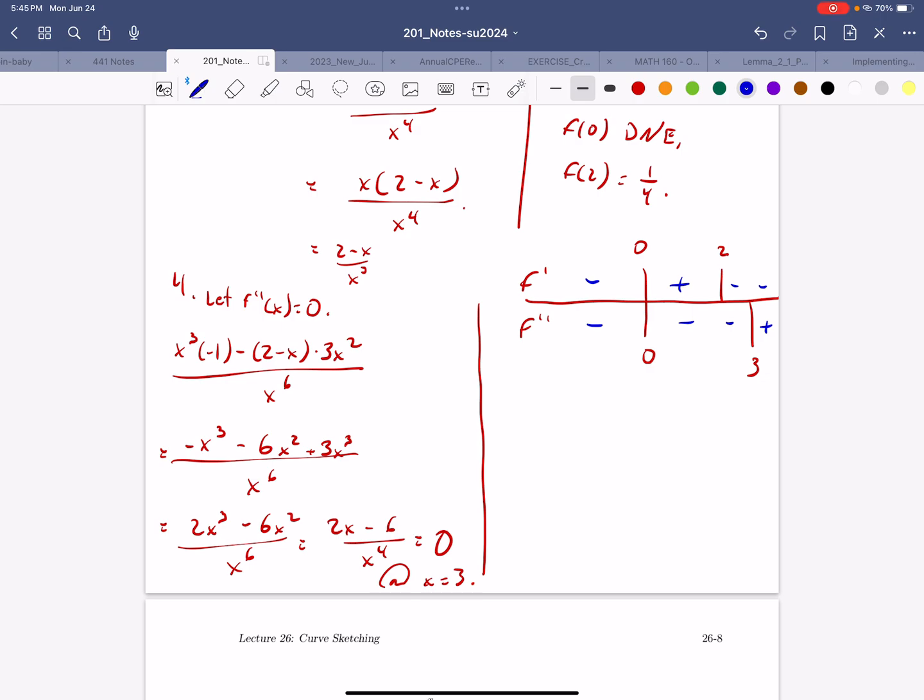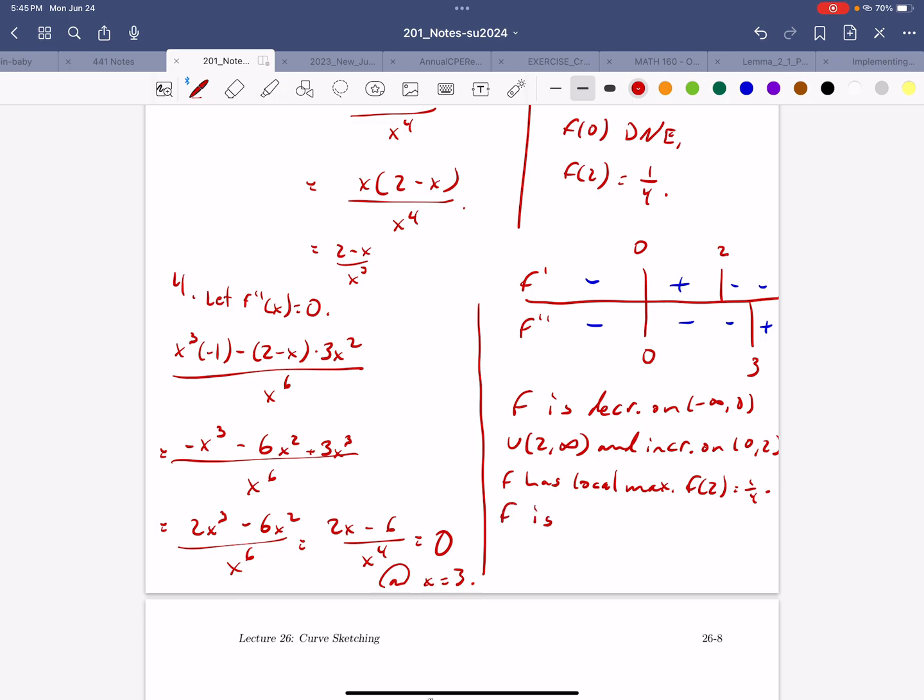So let's just write what we've got here. F is decreasing on -infinity to 0, union 2 to infinity, and increasing on 0 to 2. F has a local maximum: f of 2 equals 1/4. That's a way of saying you've got a maximum at 2 and it's 1/4.